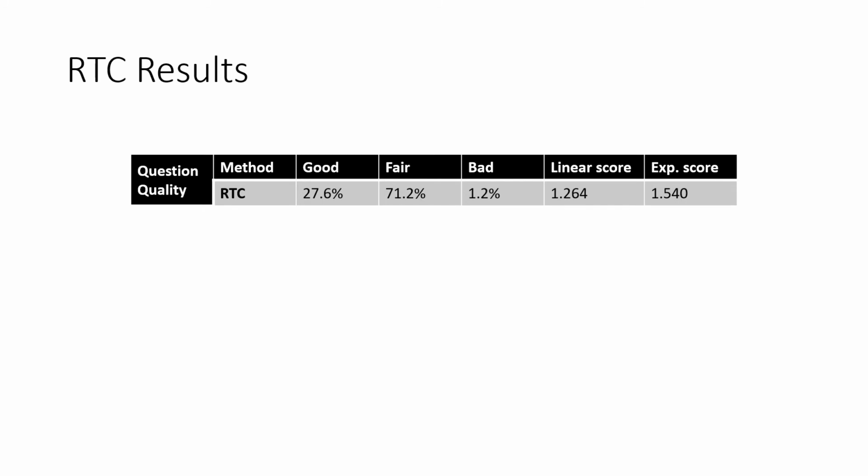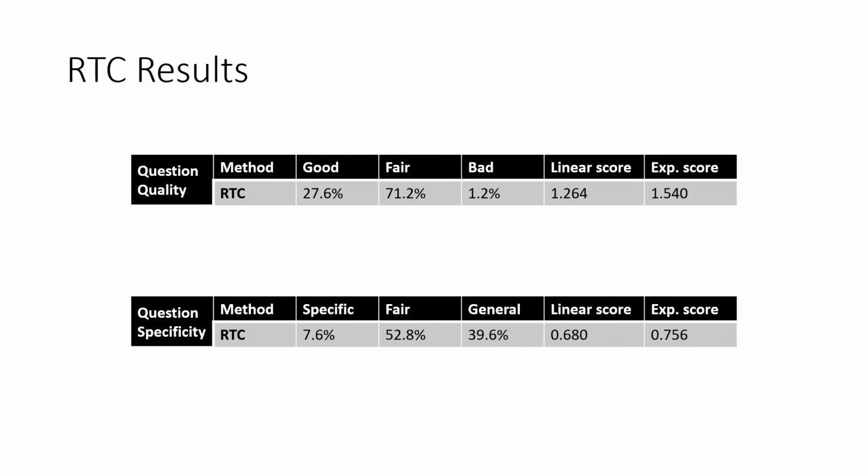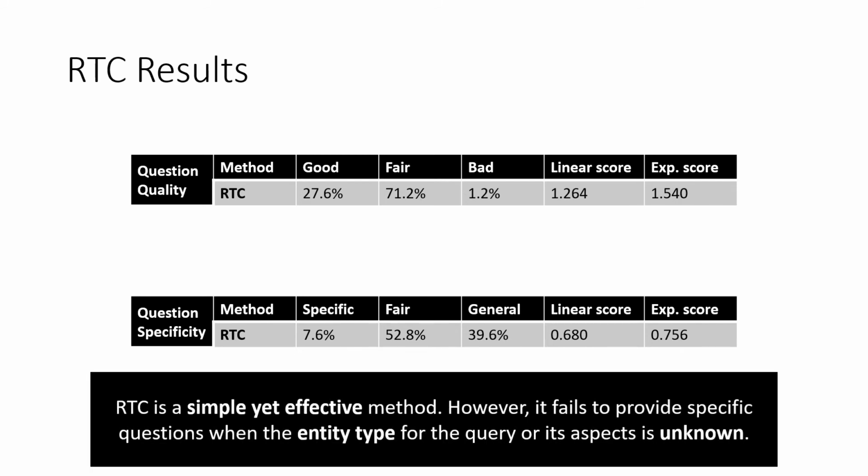So these are the results about the quality of the questions. And we also have results for the specificity of these questions. How specific are the questions generated by this model? As we can see, there are only a few specific questions generated by this model. So in summary, RTC is a simple yet effective method. However, it fails to provide specific questions, especially when the entity type for the query or its aspects is unknown.